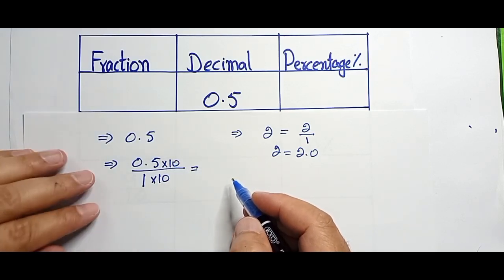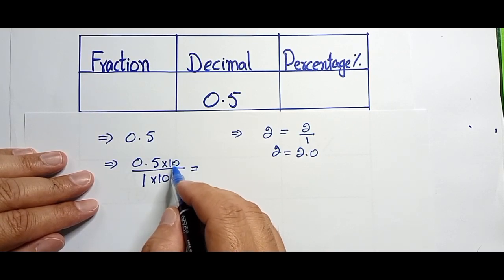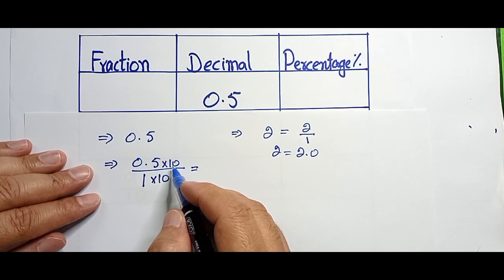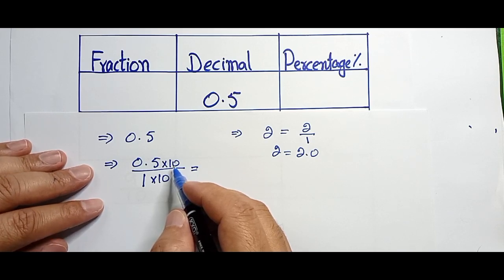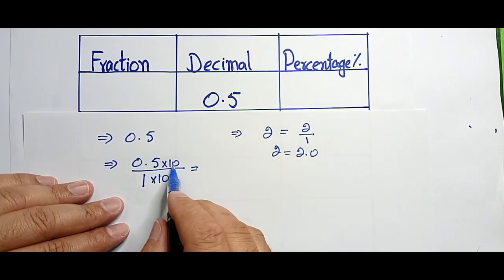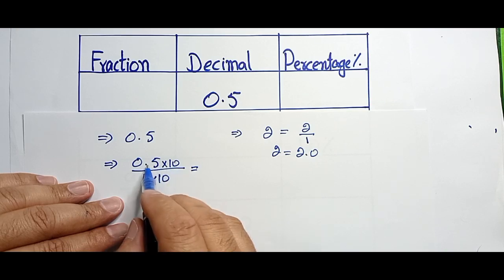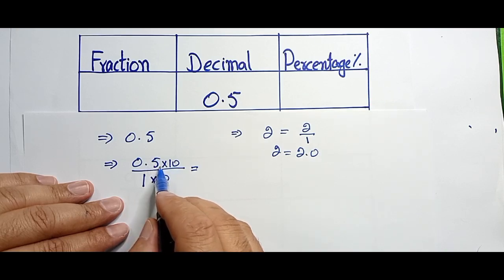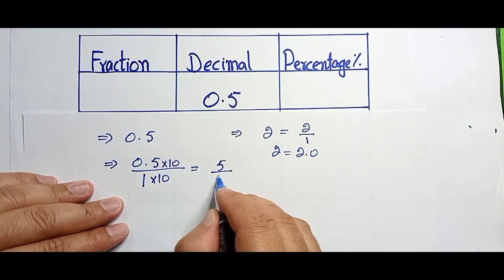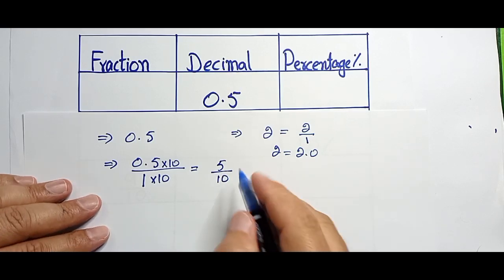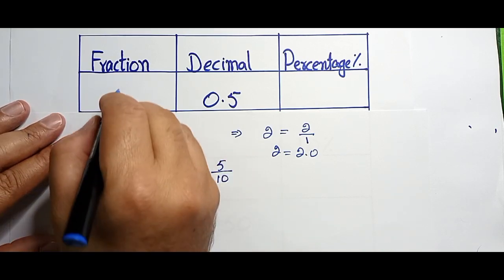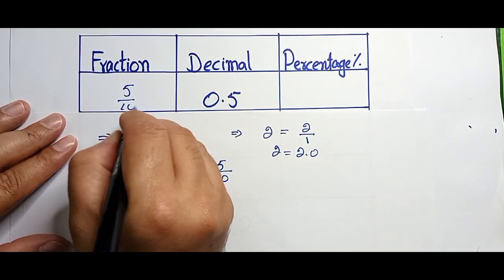And how this 10 will make it possible, you have to watch my video in my channel. The playlist name is Basic Term of Mathematics. Now I have to multiply it with 10, so the decimal point will shift to the right side of 5, so it will become 5 and the denominator will become 10. So now this is a fraction. A fraction has numerator and denominator, so I will write it here, 5/10.